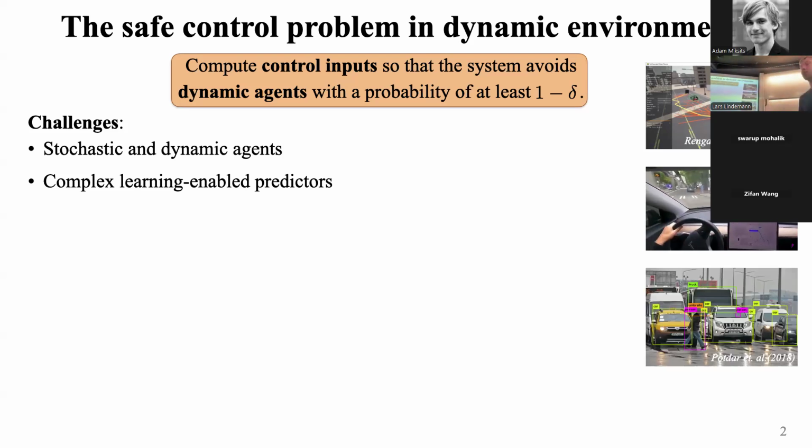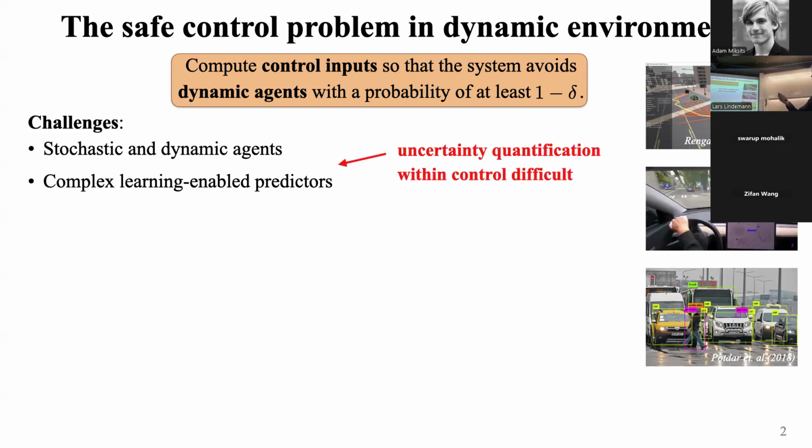Now, why is this a challenging problem? To begin with, the agents in the environment are dynamic, stochastic, and have potentially unknown intentions. So there's a lot of uncertainty in their behavior already. What's typically done is using some form of learning-enabled predictors to predict their behavior into the future. But as we realized before, these predictors are not always accurate. They may be fragile, they may sometimes be wrong. So we want to compute this joint uncertainty and integrate it into control, which is typically difficult.